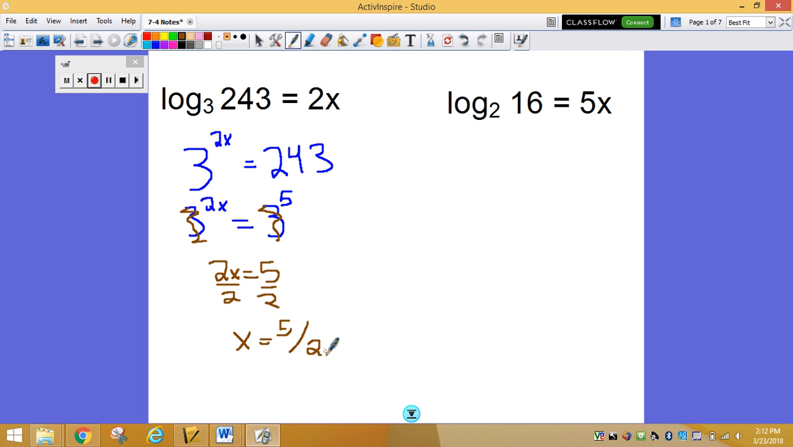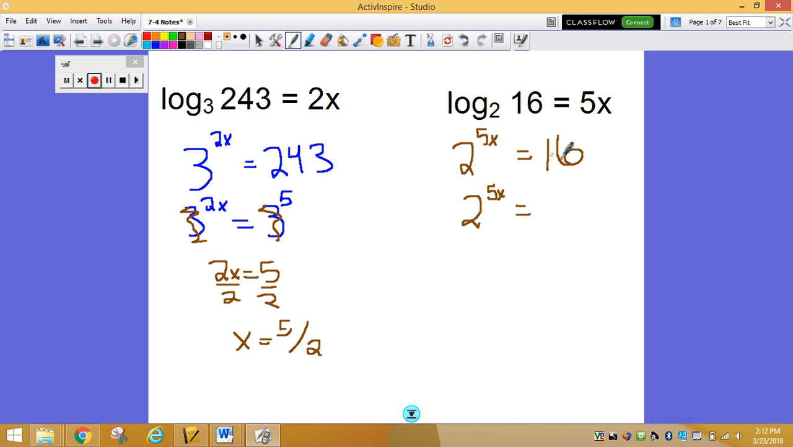Right? So it's pretty much the same concept that we've been doing. Okay, let me show you this one. Again, your base becomes your big number. What it equals becomes your exponent. And then this big number here is what we're trying to equal. So I need a base of 2. I'm going to bring this down.